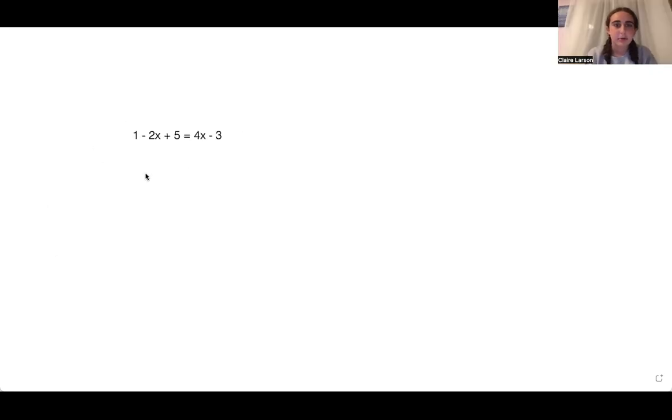So here's our next problem. And we're going to start with combining like terms. So we'll look on this side. Do we see anything that looks like a lone number? I do, I see a 5. So then we're going to combine those. So you say, what's 1 plus 5? Well, that's 6. So we rewrite this as 6 minus, or let me backtrack.